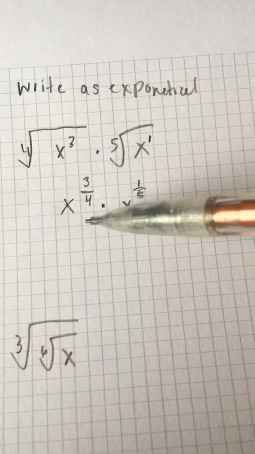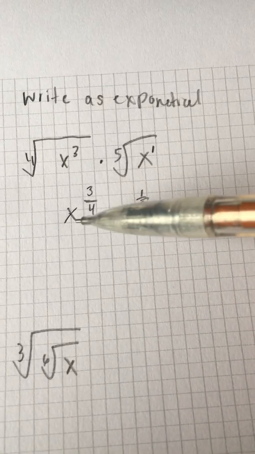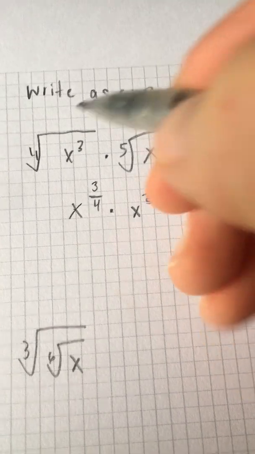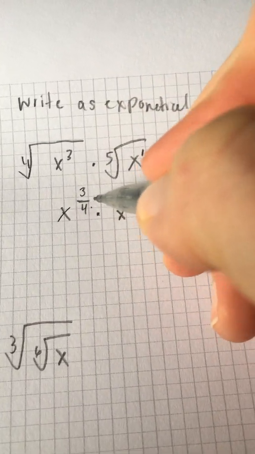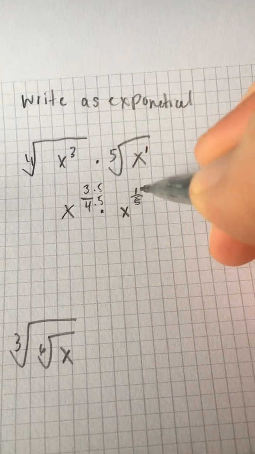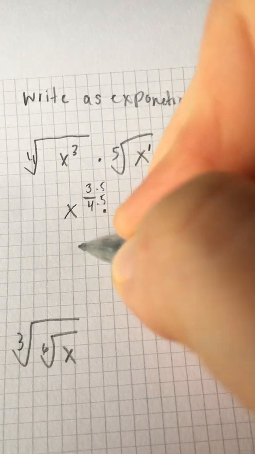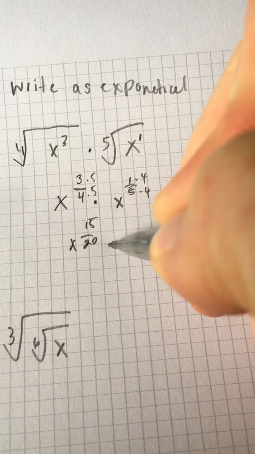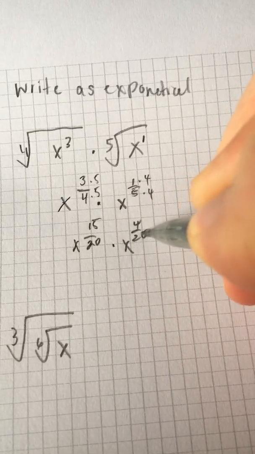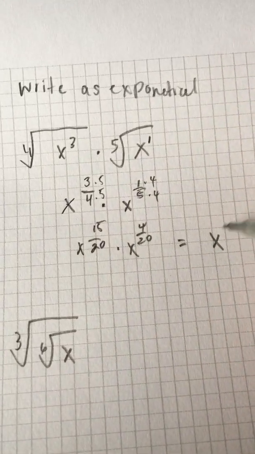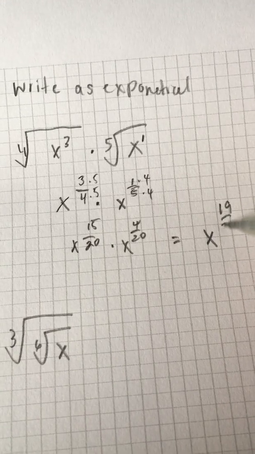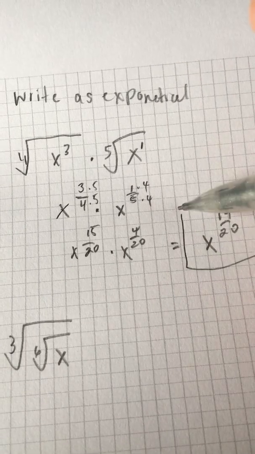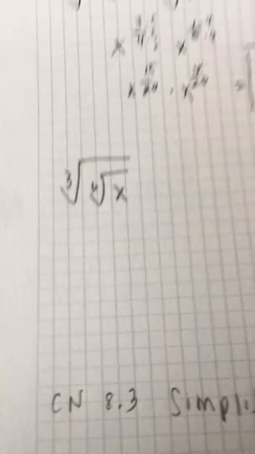And so now when I write it this way, I can apply the rule that we just did in that last one. Same base multiplication going on, I can add the exponents. So I need to get a common denominator, which is going to be 20. So I have x to the 15/20 times x to the 4/20, and then I add the exponents, add the numerators, keep that common denominator, and I have x raised to the 19/20. Final answer because the exponent is positive.